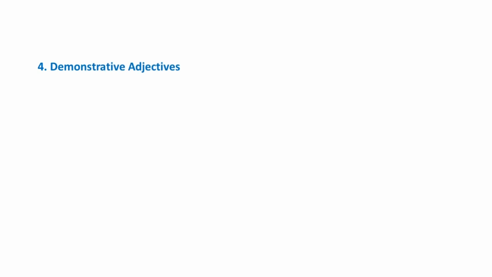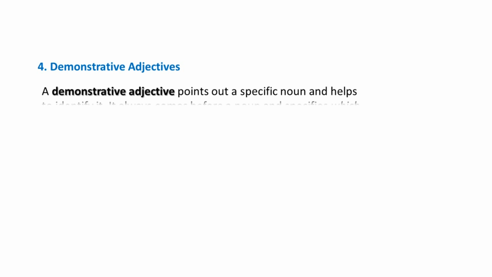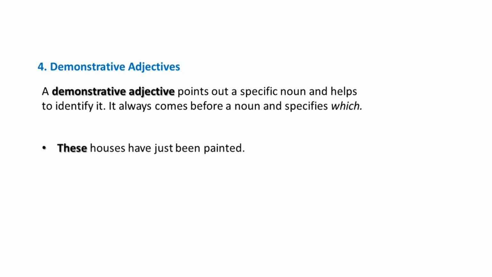A fourth kind of adjectives are demonstrative adjectives. A demonstrative adjective points out a specific noun and helps to identify it. It always comes before a noun and specifies which. Here are some examples. These houses have just been painted. I do not like to wear such clothes. This bag is not mine. In all these examples, these, such, this are specifically telling about which noun you refer to. These houses, such clothes, this bag. Therefore, we call all these adjectives demonstrative adjectives.